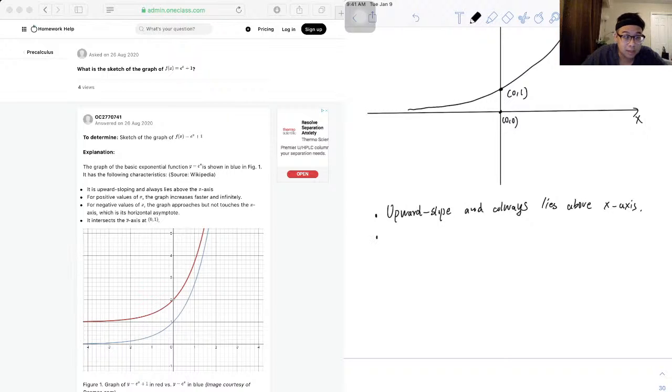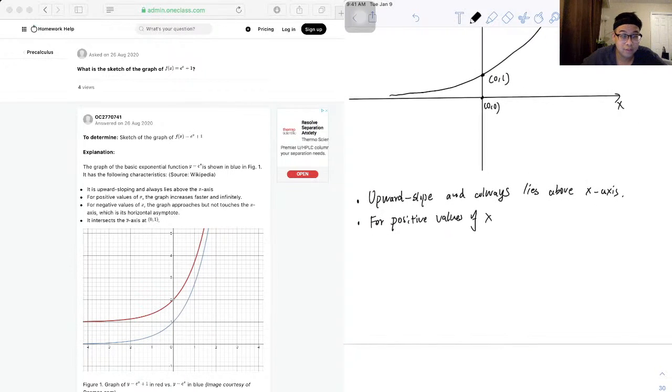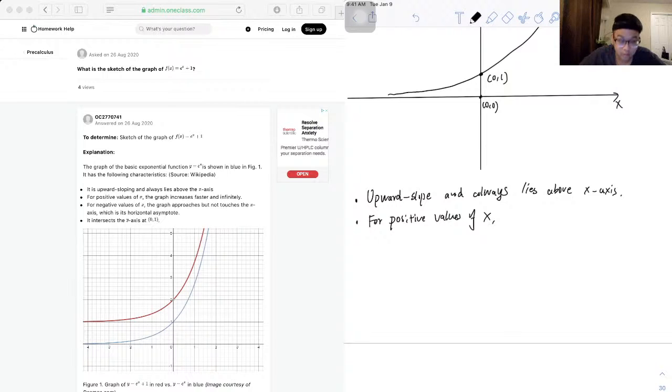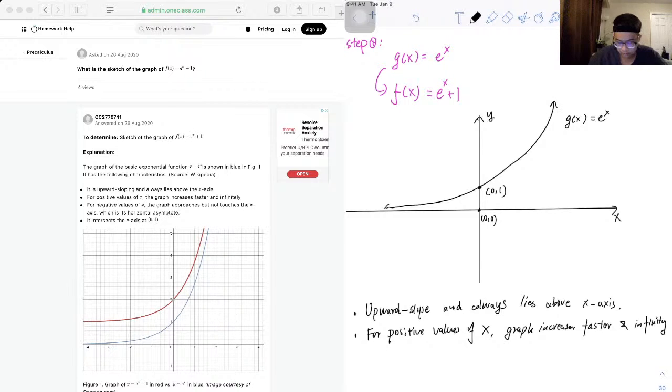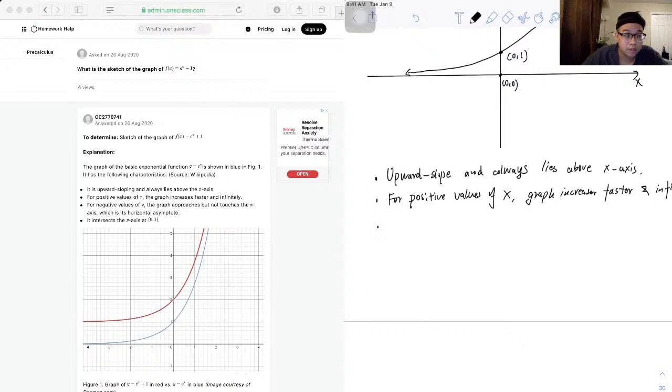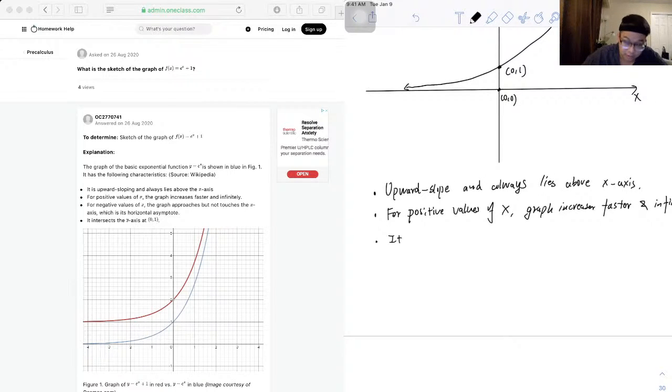Right. And the second characteristic is, for positive values of x, the graph increases faster and infinitely. Yep. So this goes to infinity. And the third thing is, like I mentioned above, it intersects the y-axis at (0, 1).